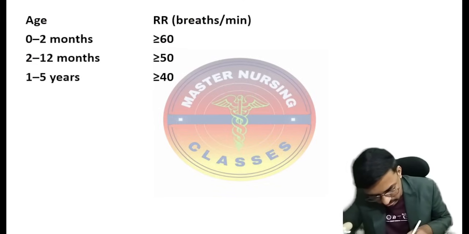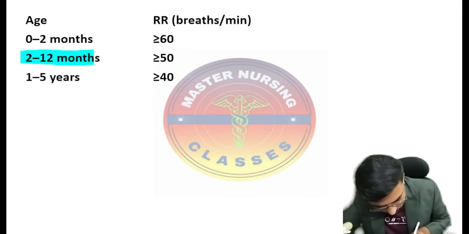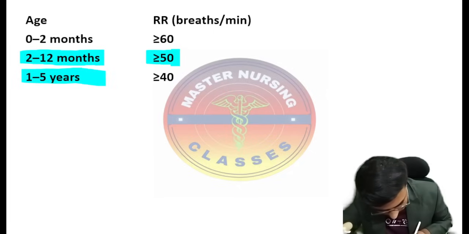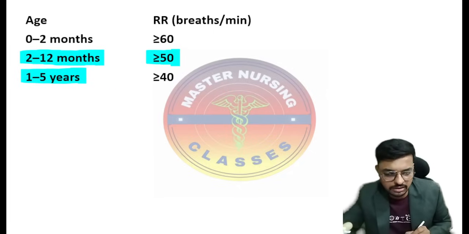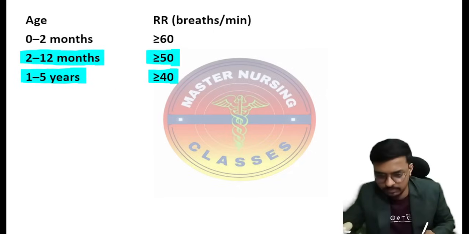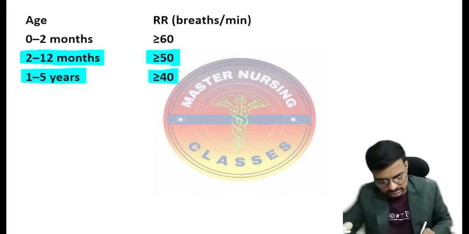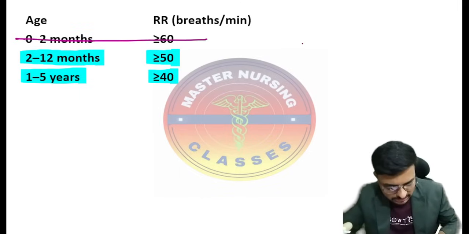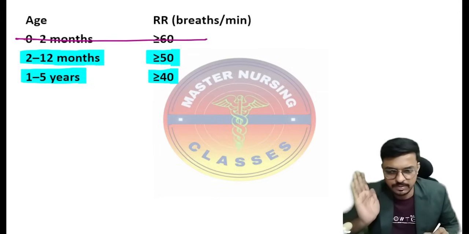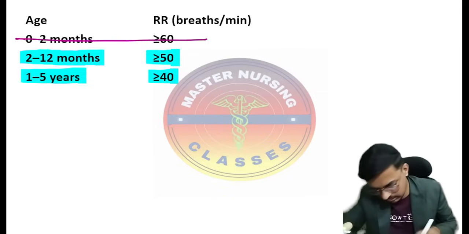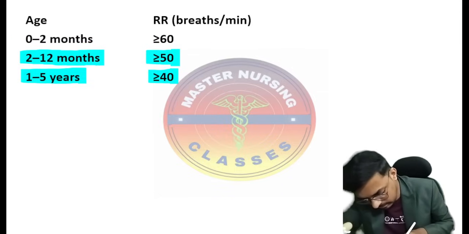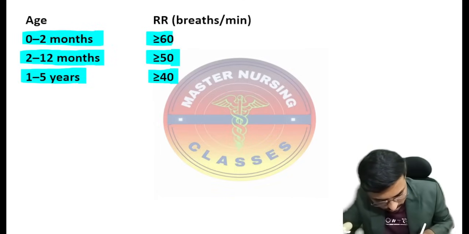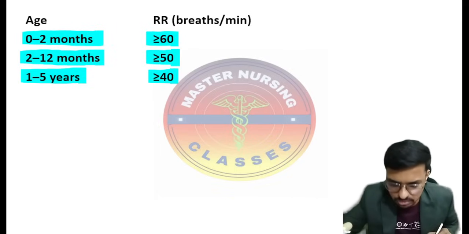Okay, already I told. If the child is between 2 months and 12 months, more than 50 breaths per minute is fast breathing. If the child is more than 1 year, till 5 years, more than 40 breaths per minute is fast breathing. So 0 to 2 months is not a part of the IMNCI, because IMNCI covers children from 2 months to 5 years. Still we need to understand: fast breathing in 0 to 2 months is more than 60 breaths per minute.